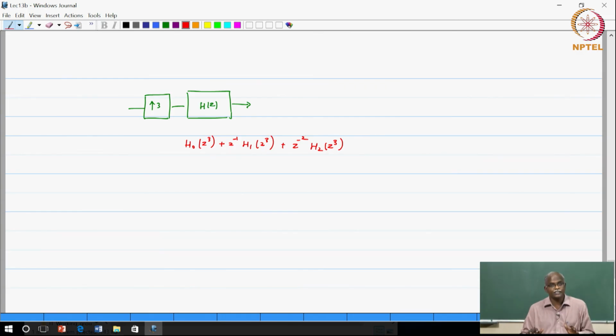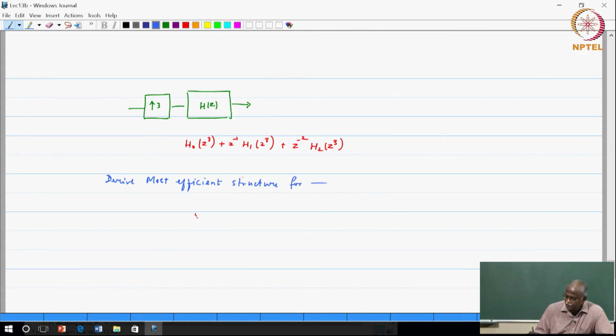So, using this equivalent representation, can you draw for me the most efficient interpolation operation? Derive the most efficient interpolation, and you will find that you are not doing any operation on any non-zero samples. It is the beauty of this most efficient structure for interpolation, for upsampling by 3 plus interpolation filtering.